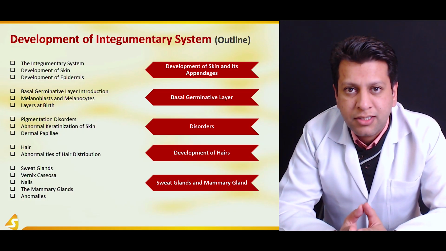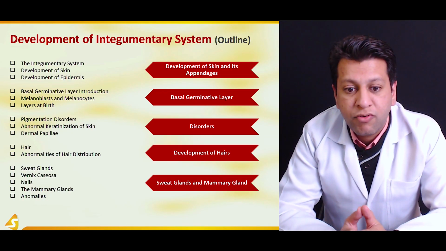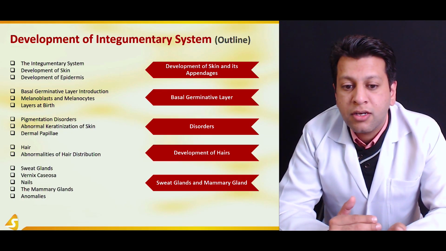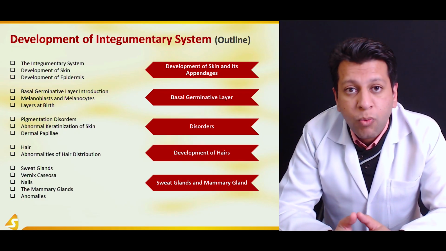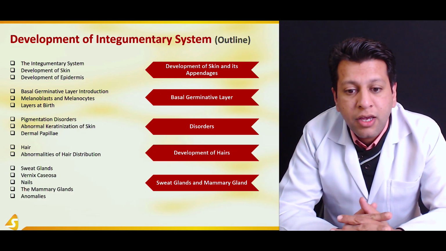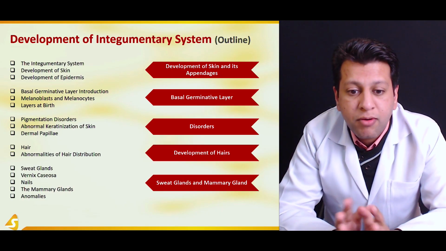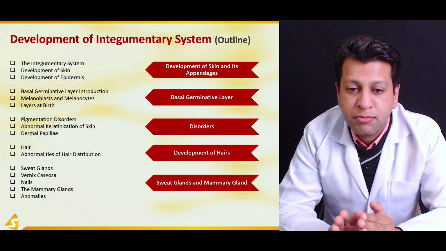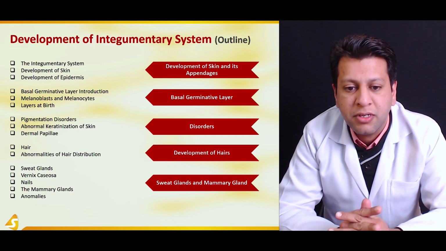In the next section, we'll be discussing the role of basal germinative layer. How is it formed, and what role does it have? How it actually helps in the formation of skin. What are melanoblasts, and how they actually form the melanocytes, and what are the layers which are present in a fetus at birth. And I will also briefly touch on the abnormalities of the melanocytes and melanoblasts as well.